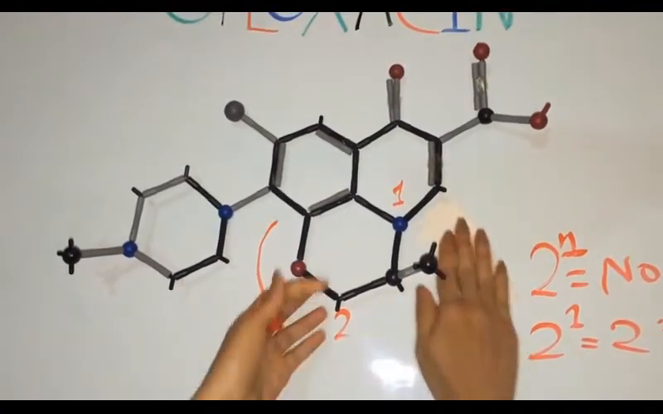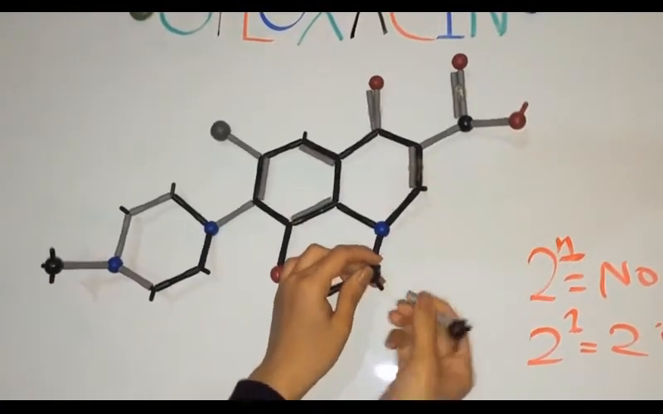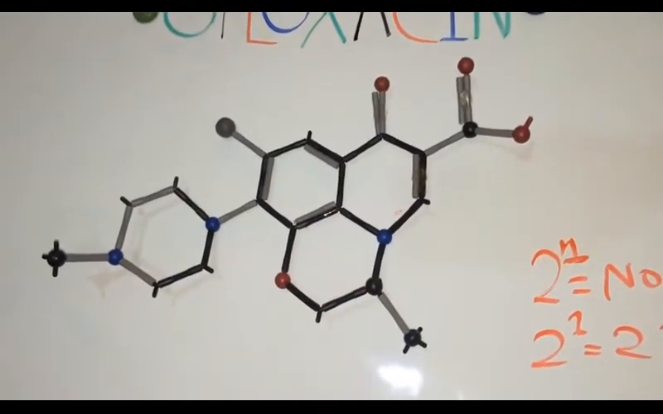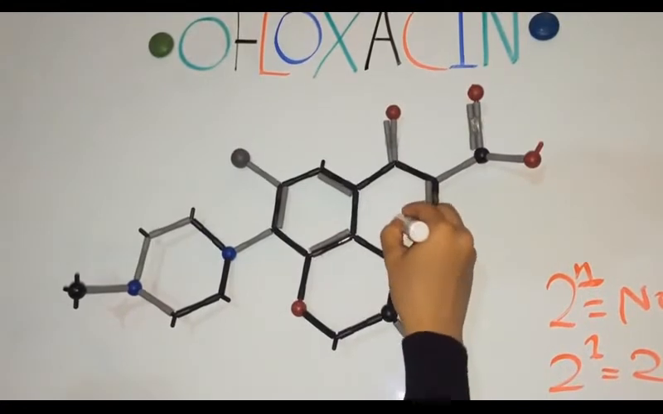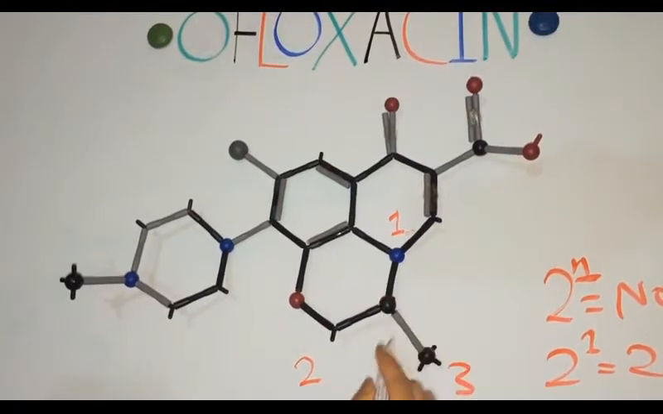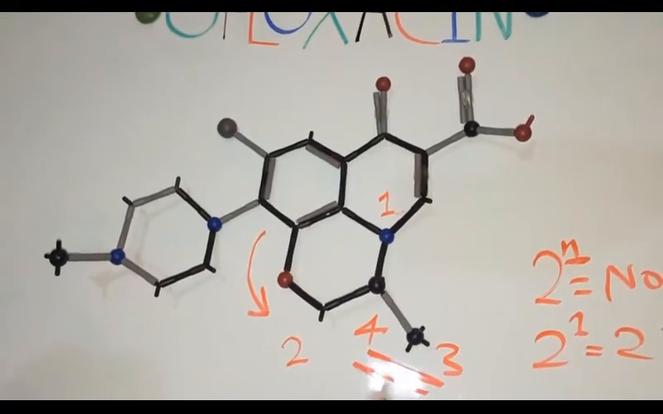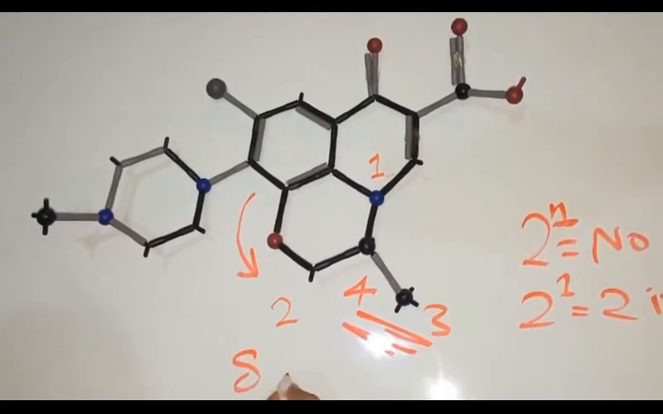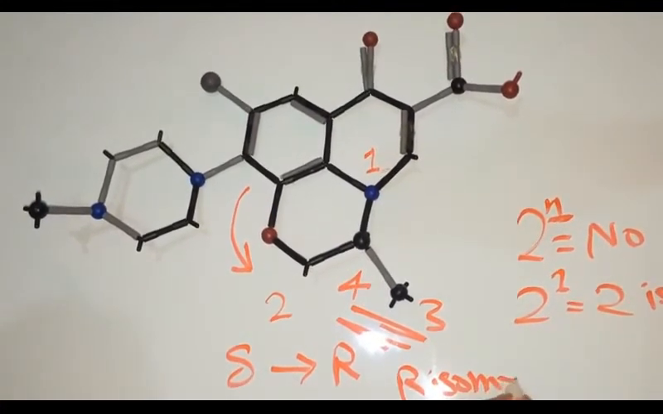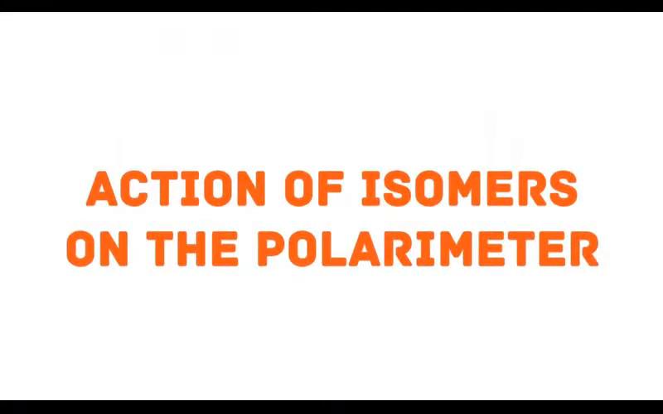The other isomer, which is dextrofloxacin, has the methyl group at the back and the hydrogen at the front. We call it the R isomer because the nitrogen takes number one, this carbon number two, the methyl group number three, and the hydrogen in the front number four. So it's anti-clockwise, but we make a shift between three and four. So from S to R, then the R isomer, dextrofloxacin.